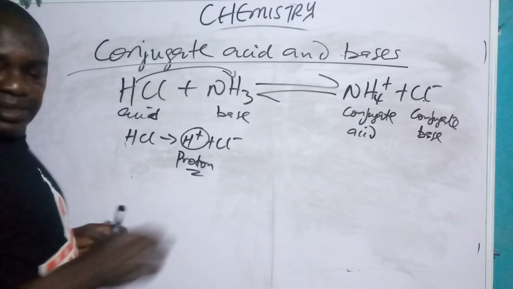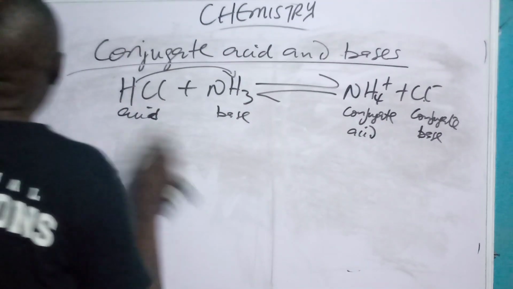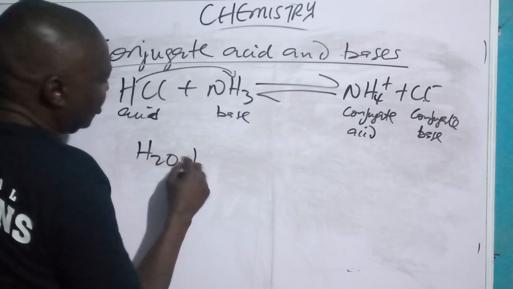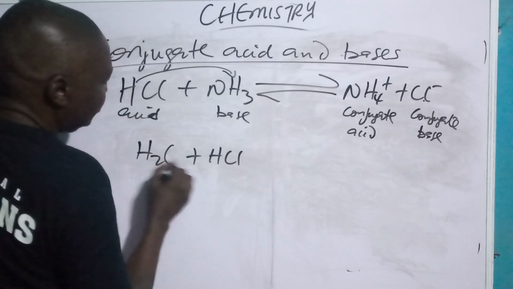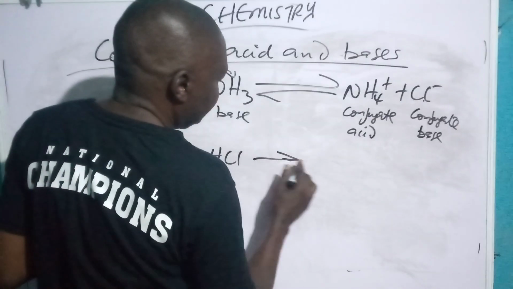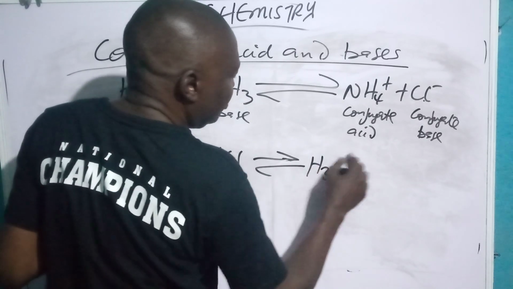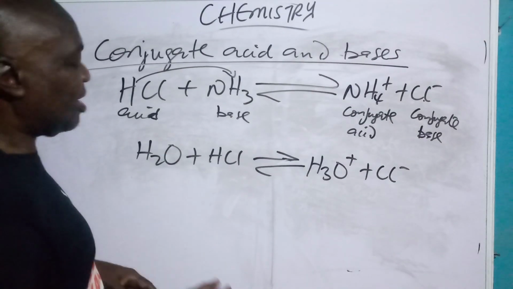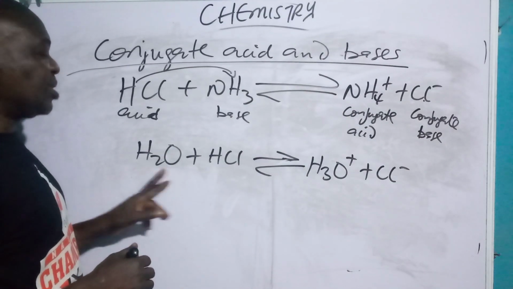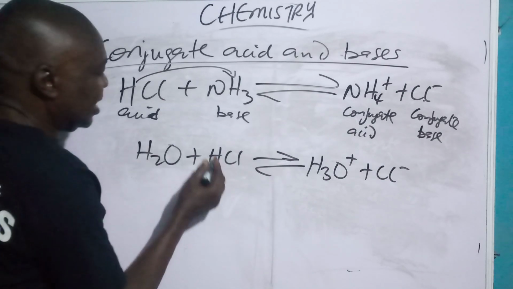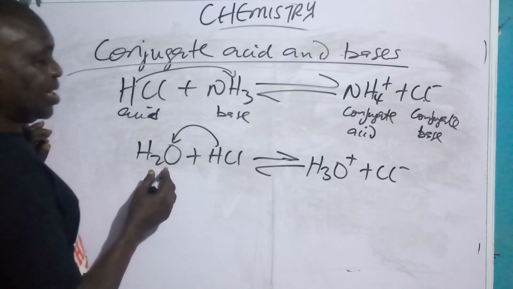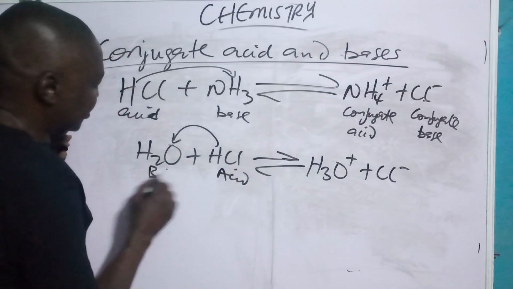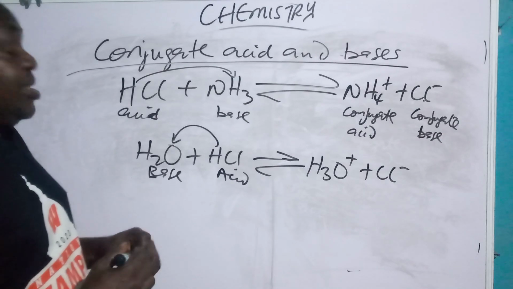So there is another example we can give. H2O plus HCl will give you H3O+ plus Cl-. There are 1,001 examples, so we are going to limit it to just these two. You can see this water and this HCl. HCl is capable of releasing this proton to this water. Some people will say, how can you say this is an acid? This is a base. Some people will say, how can you say the water is a base?